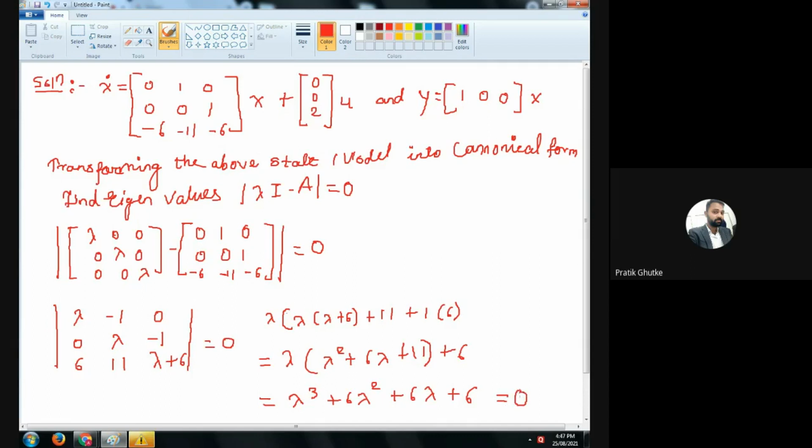So take out your calculator. Now this is my cubic equation, lambda cube plus 6 lambda square plus 11 lambda plus 6. So what will be the eigenvalues? Therefore lambda 1 equals to minus 1, lambda 2 equals to minus 2, and lambda 3 equals to minus 3. So these are the roots we have calculated. These are the eigenvalues. Have you understood? Now moving forward.